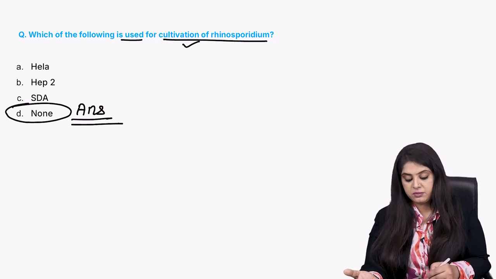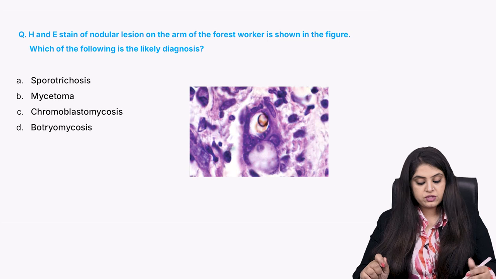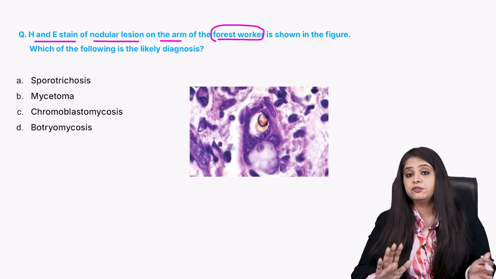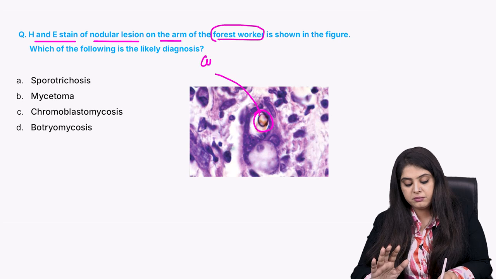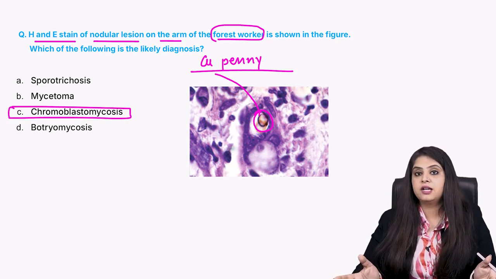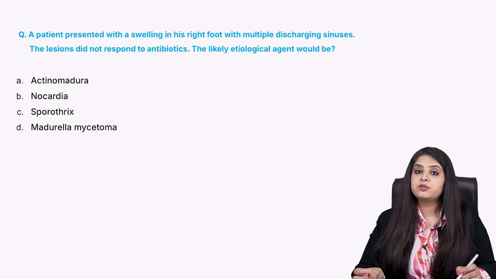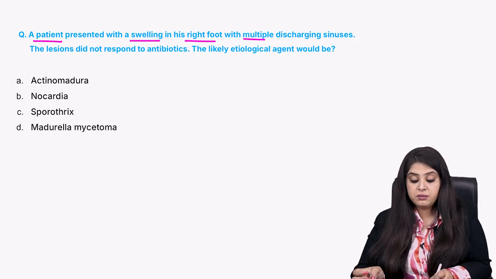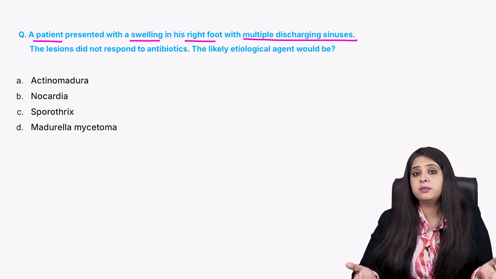No, it's a non-cultivable organism. Moving on to the next question, we have an H&E stain of a nodular lesion of the arm of a forest worker and the picture is shown. Without any bias of options, if I look at the picture, I can see the famous copper penny body. I know it must be chromoblastomycosis, without any doubt and without reading other options. Coming to the last question over here, we have a patient who presented with swelling in the right foot with multiple discharging sinuses. They're talking about the Madura foot.